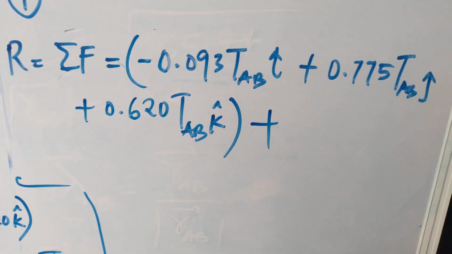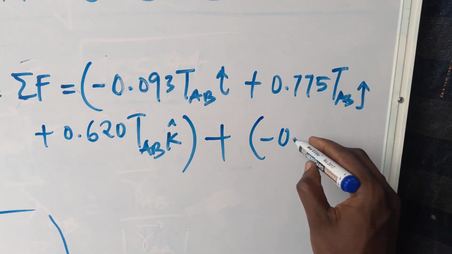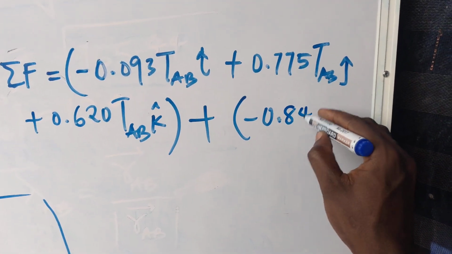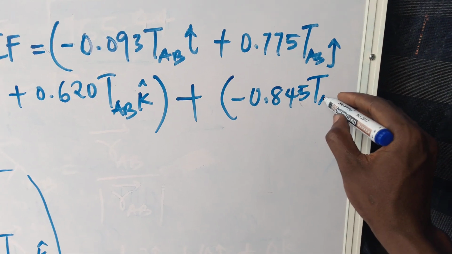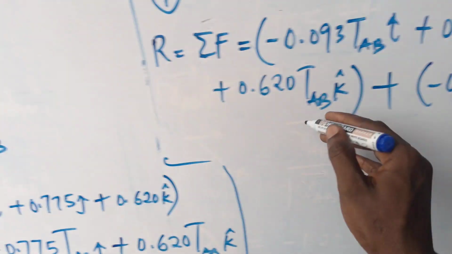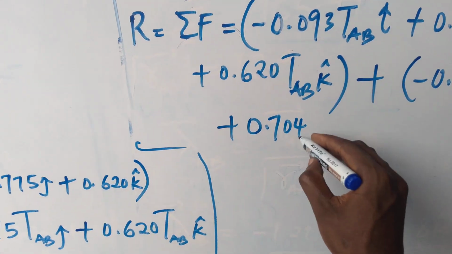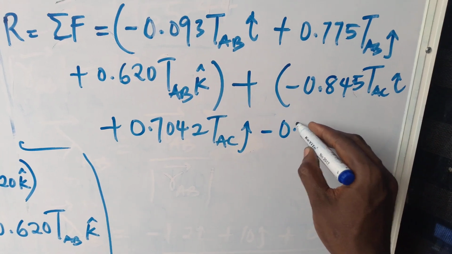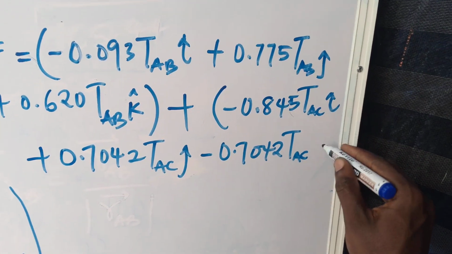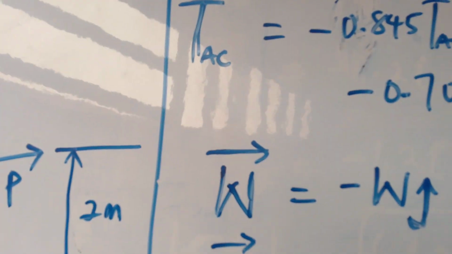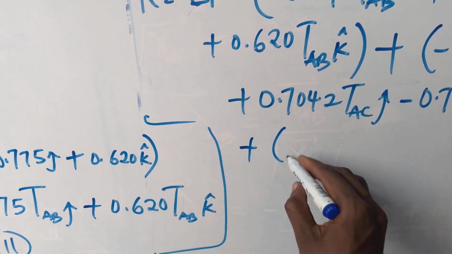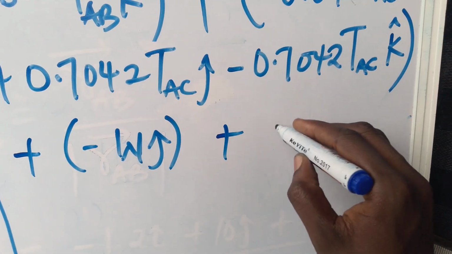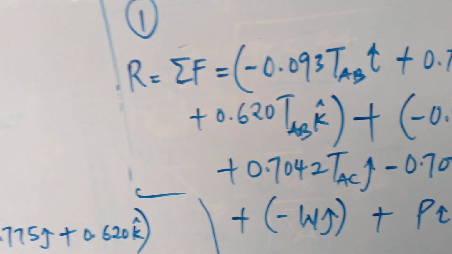Then I'll add it to the next one, that of TAC. This is the value, so I just put it into the equation: minus 0.845 TAC I, plus 0.7042 TAC J, minus 0.7042 TAC K. Then I take that of the weight, which is minus WJ, to be plus open bracket minus WJ. Then the force P, plus PI. Then I'll rearrange them properly.